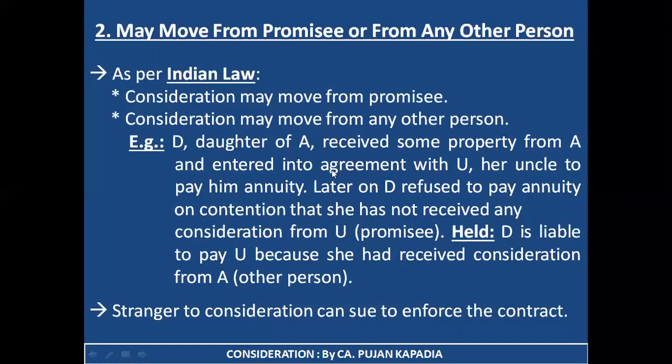So in this particular case, who were the parties to the promise? There were two parties, D, the daughter, and U, the uncle. So they two were the parties to the promise. But in this particular case, who is the stranger? Who is the third person who is giving the consideration? Mr. A, that is the father of D. So I can say that a stranger to consideration can sue to enforce the contract. So even if I am a stranger, it is not an issue. If I am a part of consideration, I can sue for the performance of the contract.